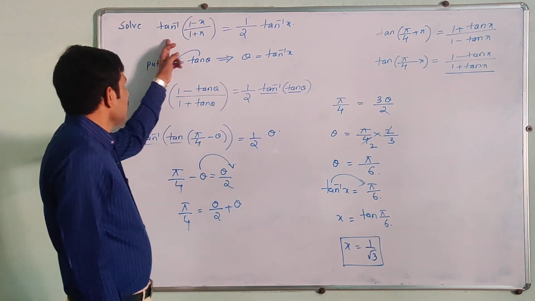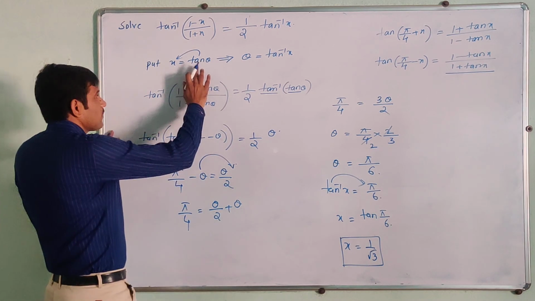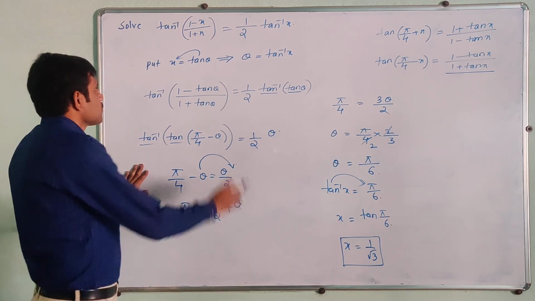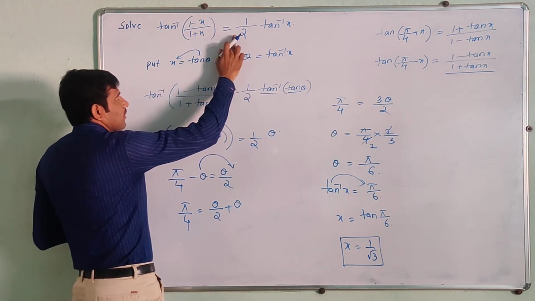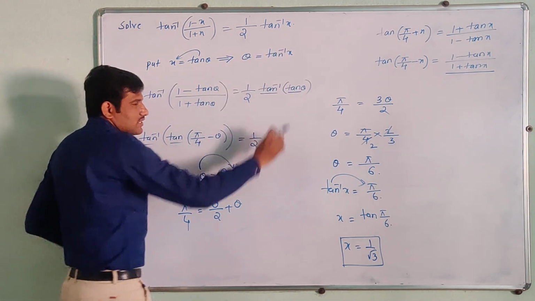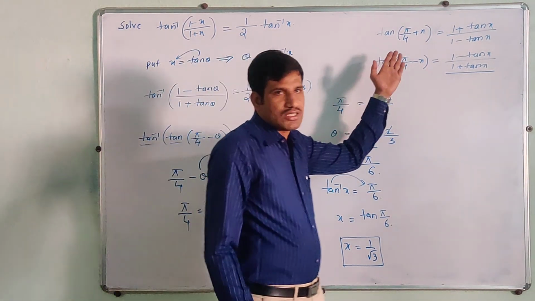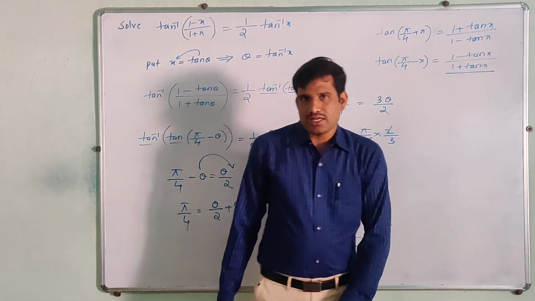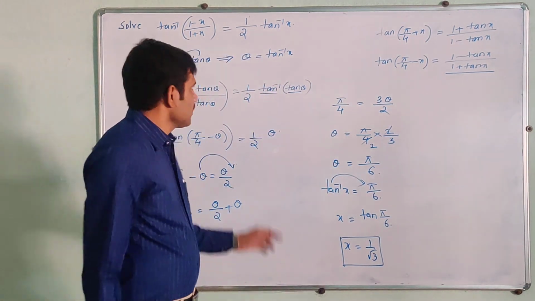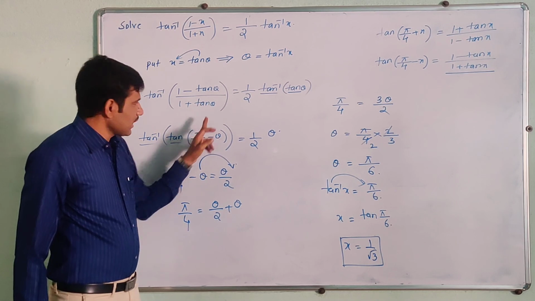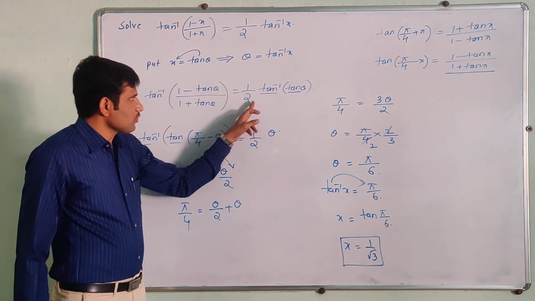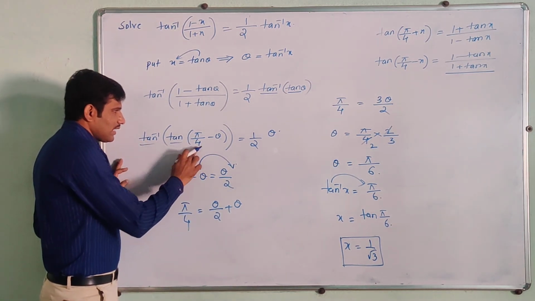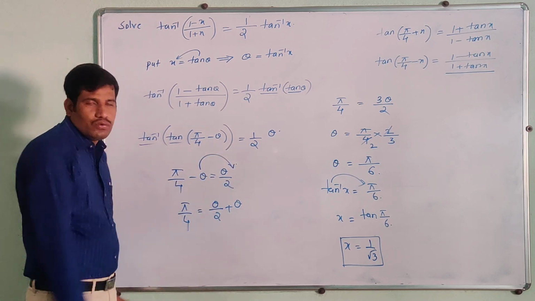Is it clear, students? So here I put x is equal to tan theta. When you put x is equal to tan theta, theta is tan inverse of x. So tan inverse of (1 minus tan theta by 1 plus tan theta) is equal to half tan inverse of x, where x is tan theta. We have studied this formula in first year: tan of pi by 4 plus x is 1 plus tan x by 1 minus tan x, and tan of pi by 4 minus x is 1 minus tan x by 1 plus tan x. Therefore 1 minus tan theta by 1 plus tan theta is tan of pi by 4 minus theta, equal to half theta after tan inverse tan cancels. So pi by 4 minus theta is equal to theta by 2.